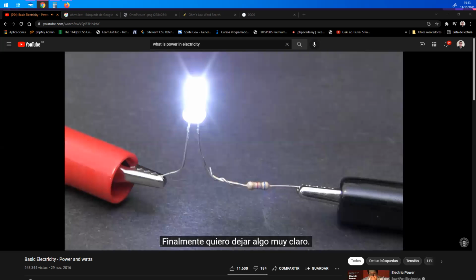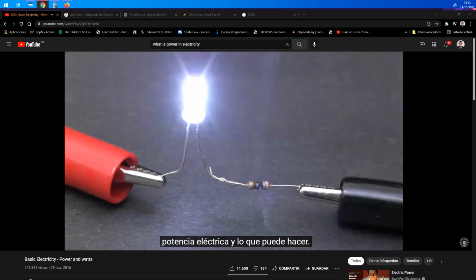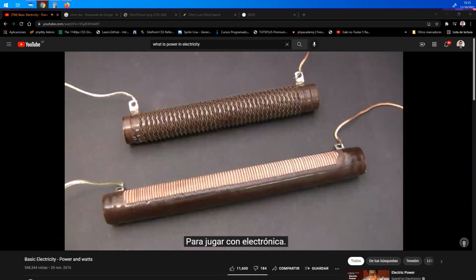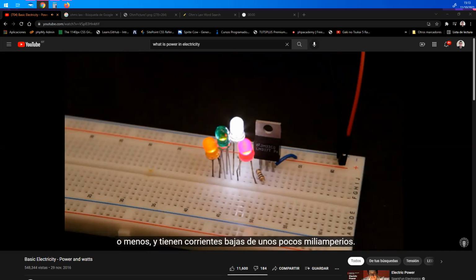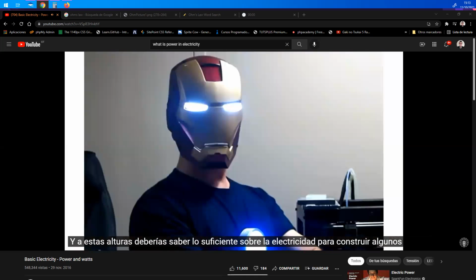Finally, I want to make something very clear. I've intentionally shown you a lot of high voltage examples because watching things catch fire is really fun, and I think it's a good way to visualize electrical power and what it can do. But at home, you don't need to have a large collection of big resistors like these in order to play with electronics. Most of the circuitry you play with at home will run off of low voltages, like 12 volts or less, and have low currents of a few milliamps. So simple 1/4 watt resistors like this are good enough for almost anything, as long as you pick the right resistance value. And by now, you should know enough about electricity to build some pretty cool things.